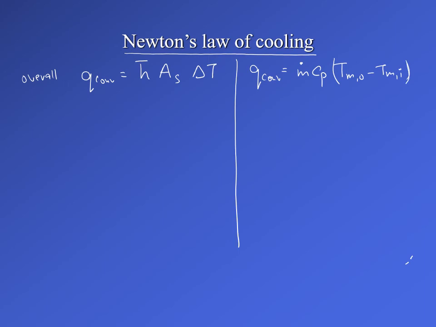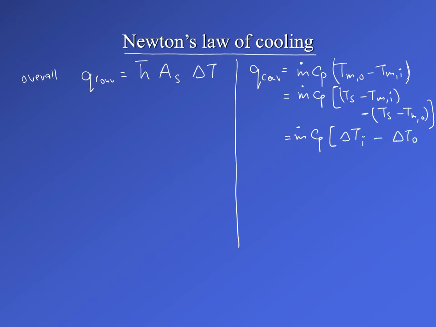And then I can do some algebra here. So I can write this expression in the brackets as T surface minus T mean inlet, and then subtract T surface minus T mean outlet. Okay, so we simply have added and subtracted Ts. So what this gives us is m dot Cp, and then we have Ts minus T mean inlet, which is our delta T inlet, or just delta Ti, minus delta T out.